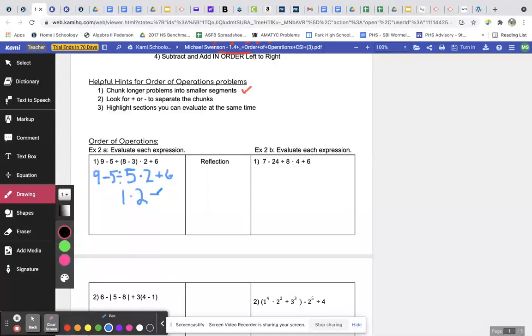And 1 times 2 plus 6. And that's 9 minus 1 times 2 plus 6. 1 times 2 is 2. And we've got 9 minus a 2 plus a 6. Okay? Don't add first. We're going to subtract. 9 minus 2 is 7. And 7 plus 6 is 13.